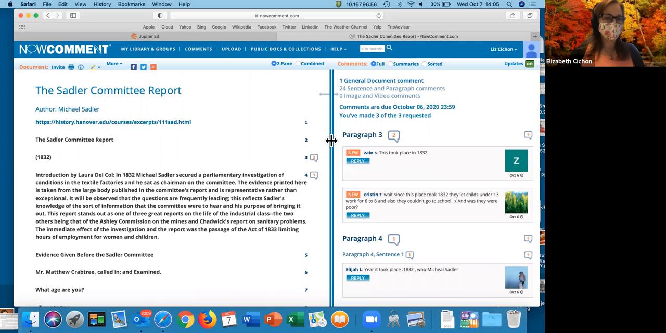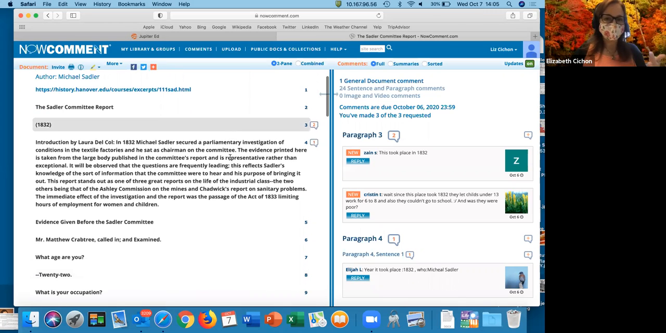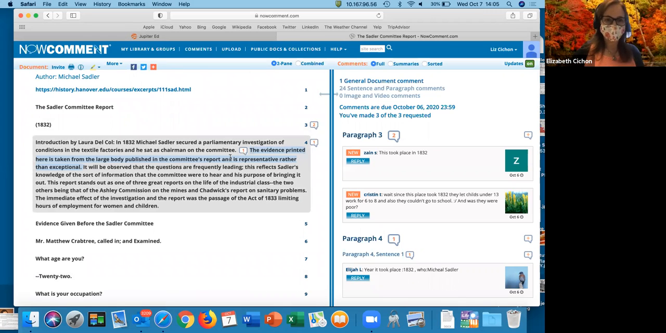So in front of you, you have the Sadler Committee. And this is an investigation into the conditions in a textile factory, right? So during the Industrial Revolution, there were many abuses. And after years and years of abuse, the government started to have these committees that would look into the abuses, and they looked at it in different topics, right?